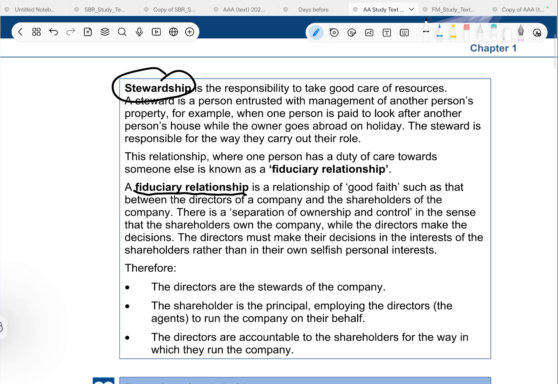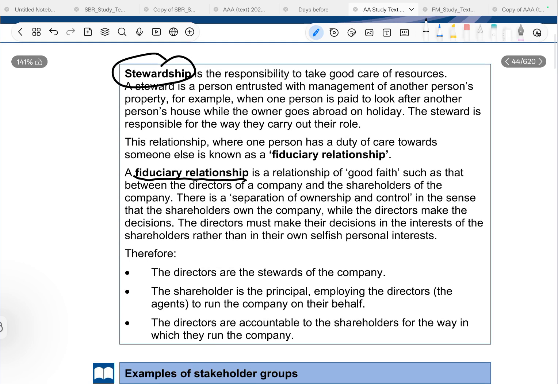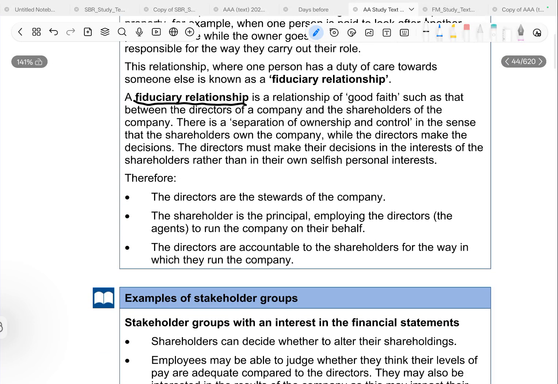Remember something we discussed earlier, the separation of ownership and control? Shareholders own the company but they don't run it. Instead, directors make the business decisions and manage the company. Because of this responsibility, directors must act in the interest of shareholders and not in their own personal interest. From an auditing perspective, directors are the stewards of the company. Shareholders are the principals, directors act as agents managing the company. And because directors are running the company on behalf of shareholders, they must be accountable for their actions. This means shareholders have the right to evaluate how well directors are managing the company. And guess what helps shareholders do that? Financial statements and external auditors.